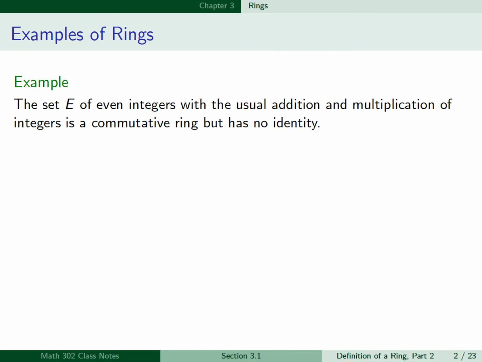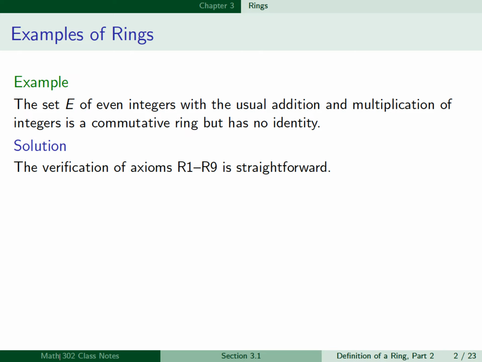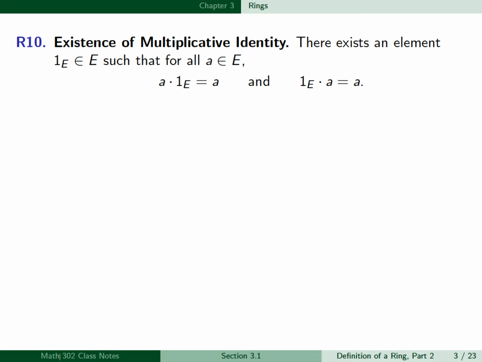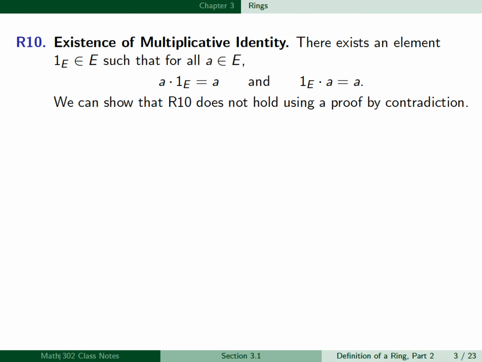So the set E of even integers with the usual addition and multiplication of integers is a commutative ring but has no identity. Now the verification of axioms R1 through R9 is straightforward. To show that E has no identity, we need to show that axiom R10 does not hold. R10 is the existence of the multiplicative identity, which states that there exists an element 1_E in E such that for all a in E, a times 1_E equals a, and 1_E times a equals a. We can show that R10 does not hold using a proof by contradiction.